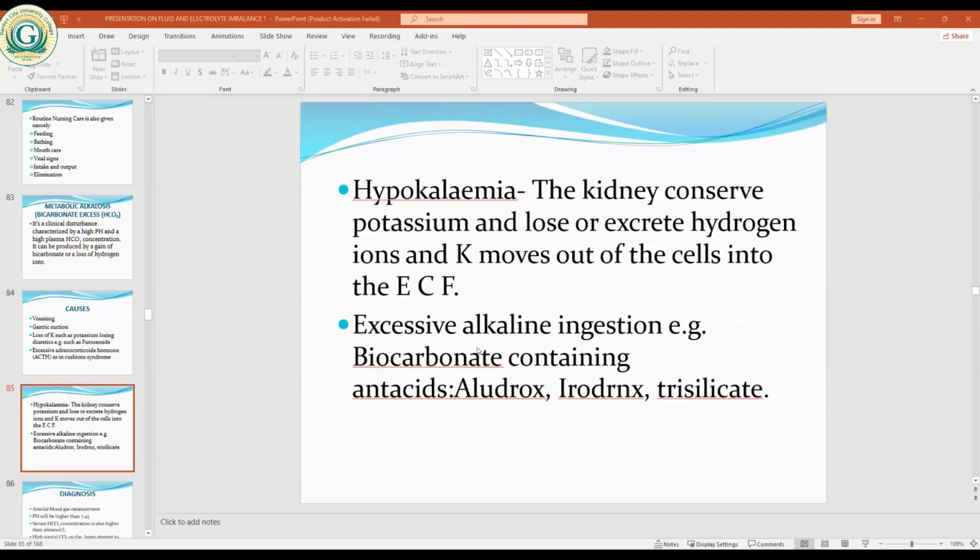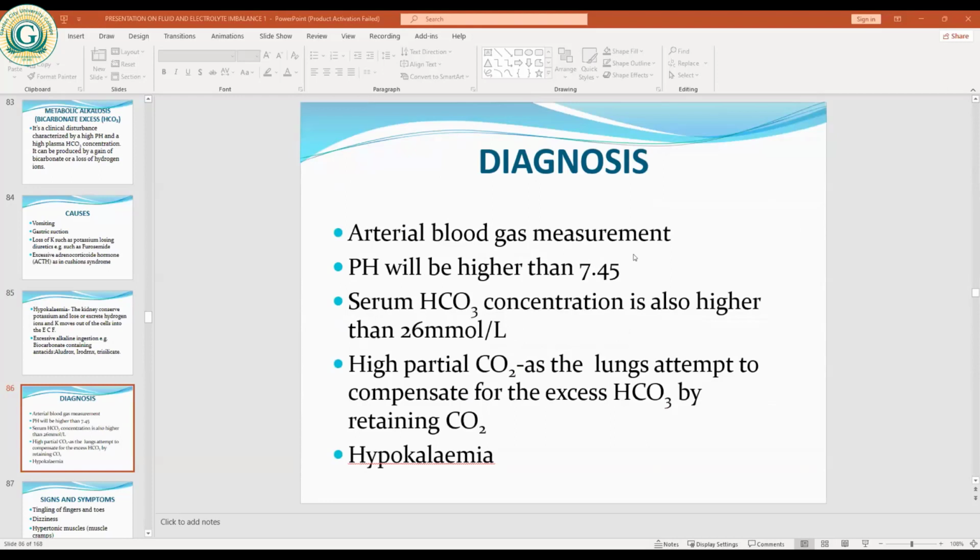Once you ingest alkaline substances like sodium bicarbonate, like antacids, definitely you are reducing the acidic content. You are replacing it with alkaline because the substances and the medications are basic substances. And therefore, you reduce the acid and the body becomes alkalotic. Okay, in diagnosis, definitely there will be a high pH greater than 7.45.